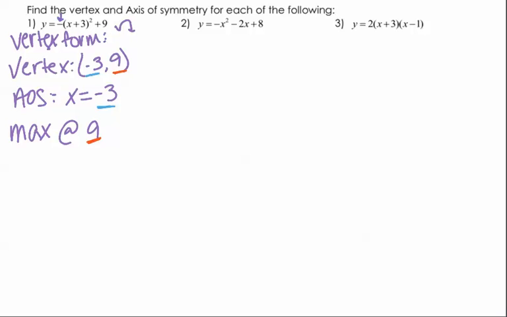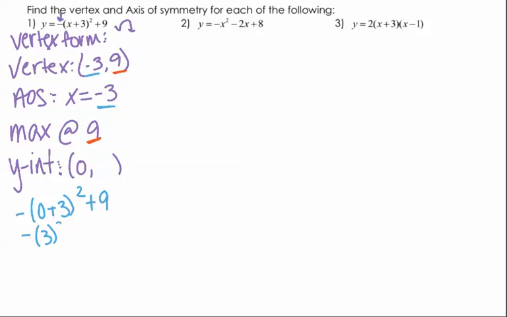So the very last thing I'm going to do is find my y-intercept, and you find your y-intercept just by plugging in 0 for x. So my y-intercept is going to be 0, comma, something. So I'm going to do that by plugging in 0 into my equation. So negative 0 plus 3 squared plus 9 becomes a negative 3 squared plus 9. 3 squared is the only thing that's being squared. It's just the 3. The negative is going to stay on the outside. So negative 9 plus 9 means that the y-coordinate of my y-intercept is going to be 0.